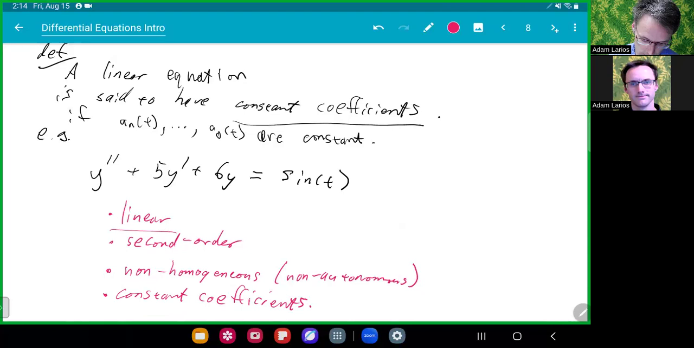And then if the equation is no longer linear, it can be very hard sometimes to find any technique that will work. There are some techniques that do work in special situations, but there's no general technique for solving a nonlinear differential equation.